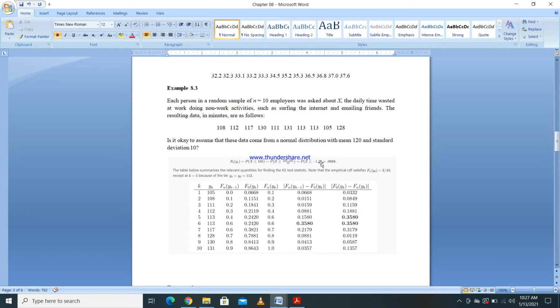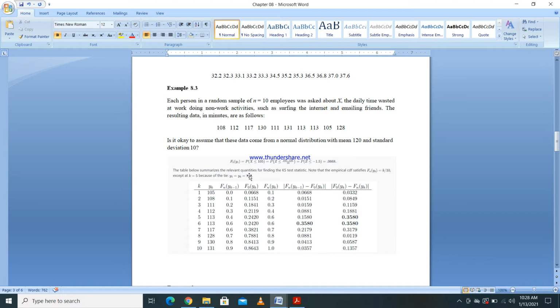So to find the real distribution values, when we are interested in the probability here, we can convert this into the standard normal distribution by subtracting 120 and dividing by 10. So that is the probability where z is less than or equal to minus 1.5. From the standard normal table, you can find it as 0.0668. So F naught of yk are the values that we have to calculate using the standard normal table.